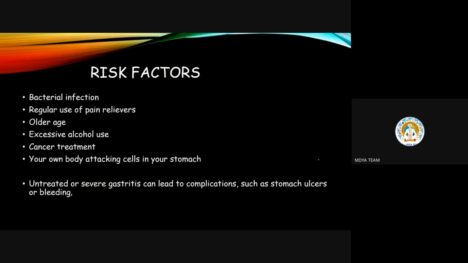Now, risk factors for it are bacterial infections, regular use of pain relievers, old age, excessive alcohol, cancer treatment, because they used to go for chemo and all, which will affect these linings by those rays. Another is your own body attacking cells in your stomach. Which system is this? I told you that this system is called the autoimmune system. Okay, autoimmune diseases, that's why these are called.